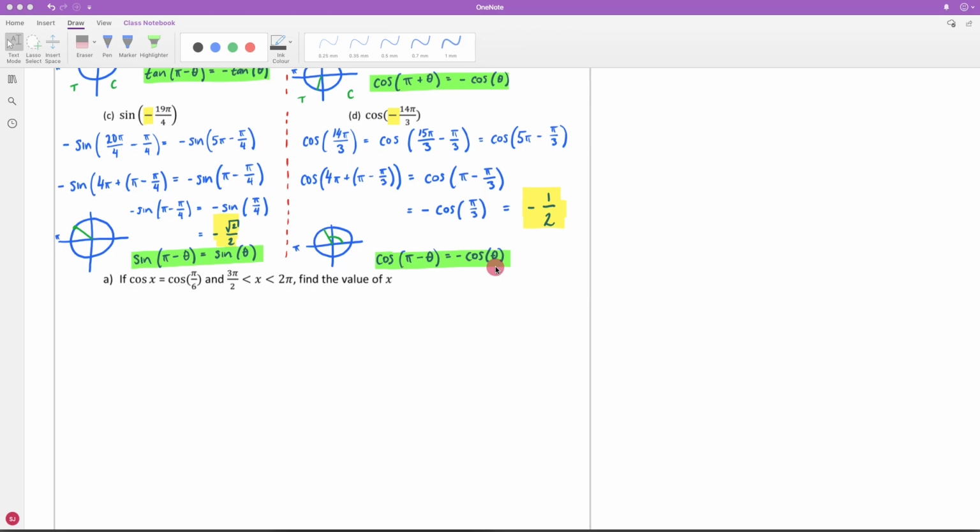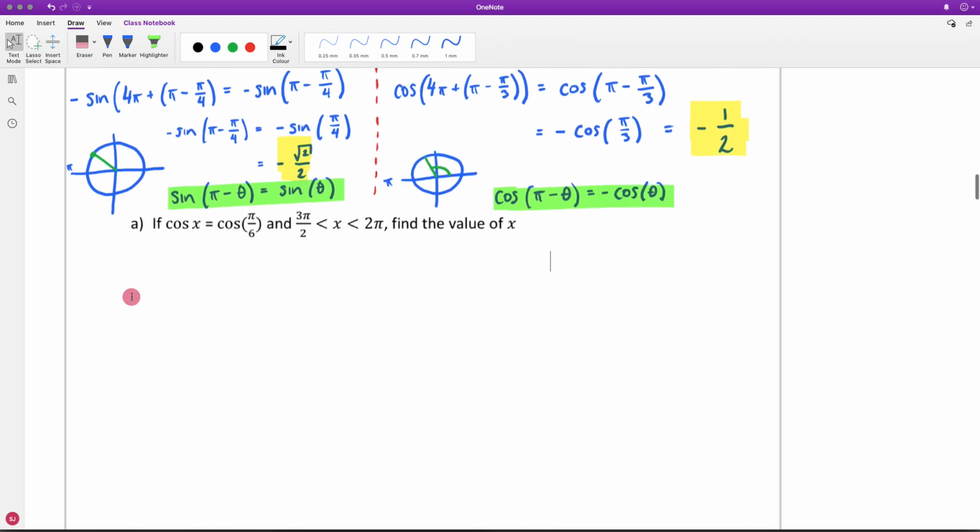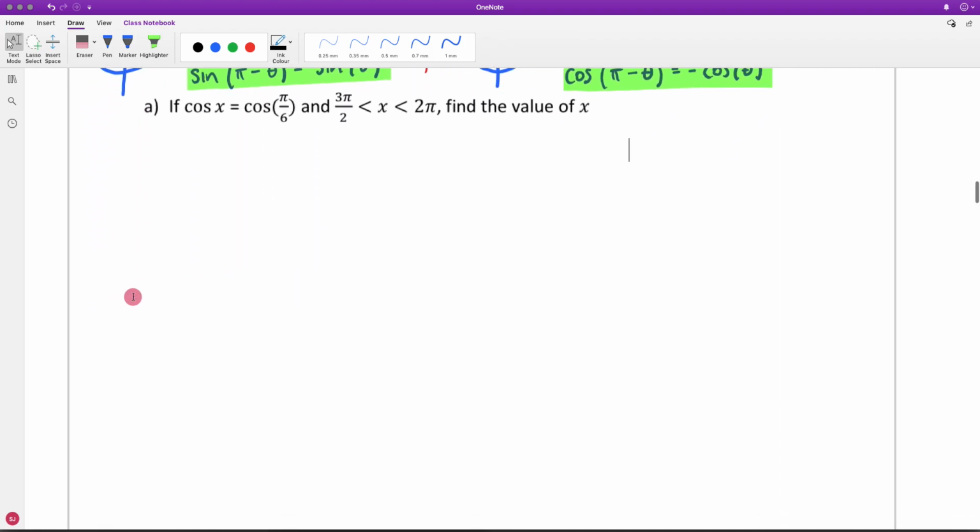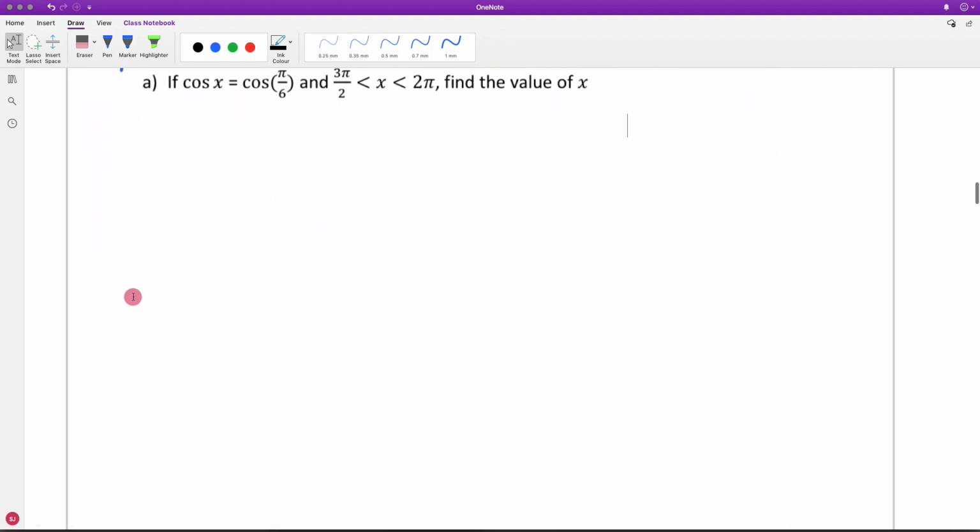All right, so hopefully you gave this question a good go. Let's now zoom in and do it together. Zoom, zoom, zoom, zooming right in, and we're giving it a go together. So we're being told that if cos of x equals cos of pi on 6, and x is between 3 pi on 2 and 2 pi, we need to find the values of x.